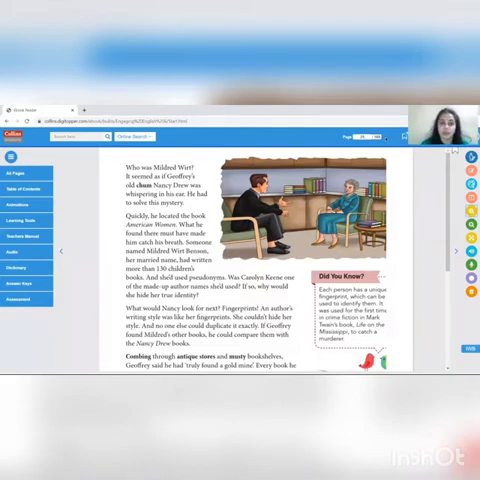Who was Mildred Ward? It seemed as if Jeffrey's old chum Nancy Drew was whispering in his ear. He had to solve this mystery, and he was so fascinated with the Nancy Drew series and the Nancy Drew character as a detective that he himself wanted to become a detective now. And secondly, the thought of solving the mystery was so strong inside him that he anyhow had to solve it.